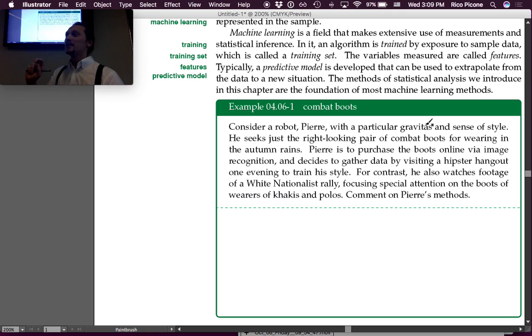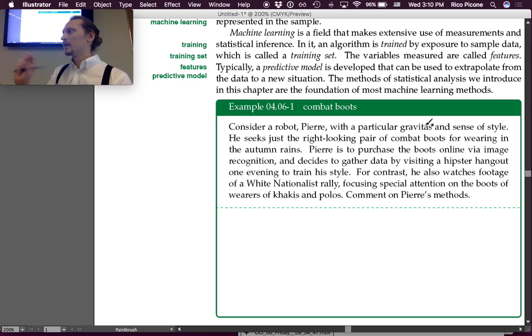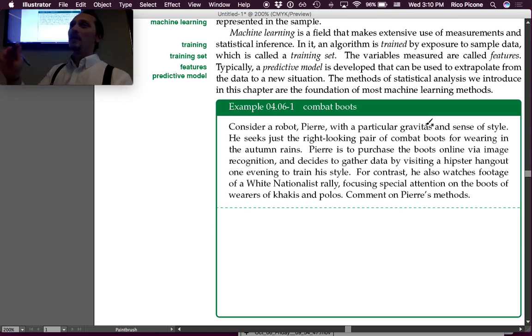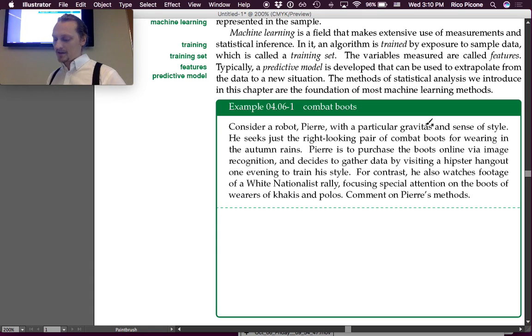So the trendy boots, it's called supervised learning when it knows the outcome of the training set, what is to be found in there. Like, he knows when he looks at the hipster boots, these are supposed to be stylish. When he goes and looks at the khaki polo group, he knows those boots are supposed to be not stylish. So it's called supervised learning when he knows the outcome of the training set, and it helps to train. There's also unsupervised learning, which is another topic.